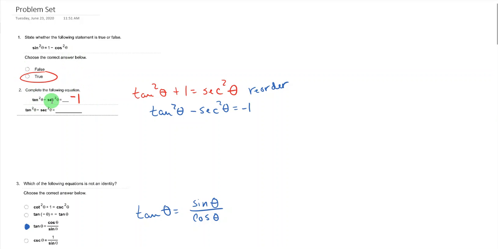Complete the following equation. Tan squared theta minus secant squared theta equals. Well, this is the identity that we know. If I subtract the secant squared theta over here, because that's what's happening, then I subtract that over there, that gives me my answer. This piece here is equal to -1.